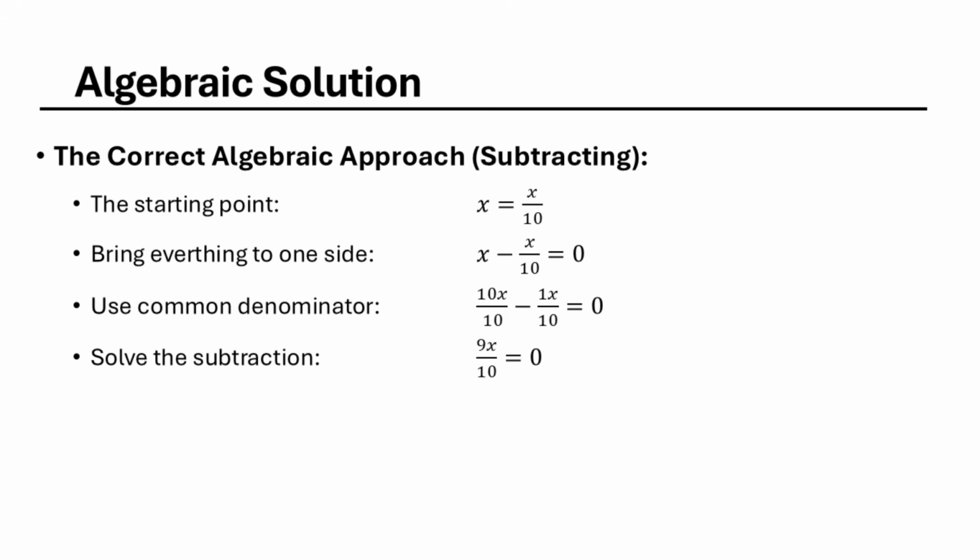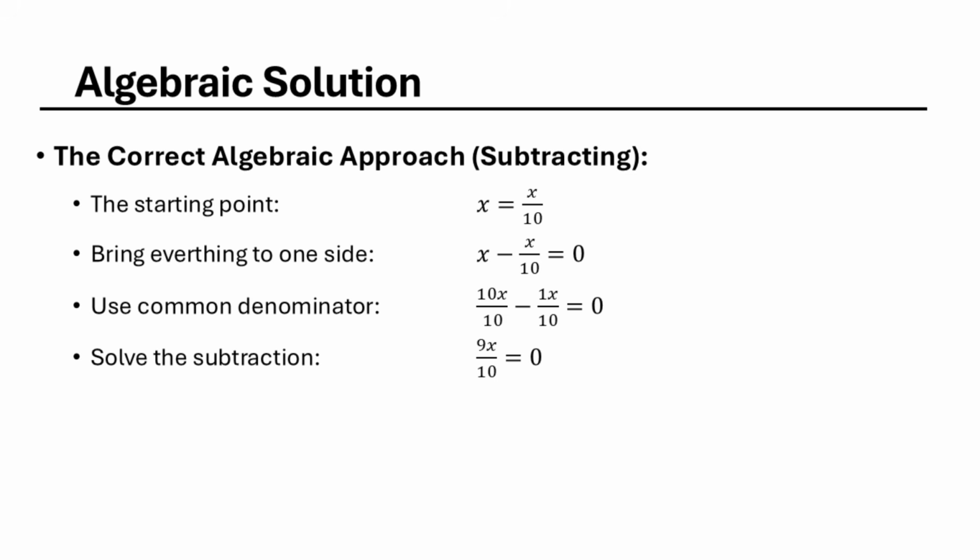Let's do it correctly now. The robust algebraic method, which avoids the division trap entirely, involves moving all the x terms to one side of the equation. We start with x equals x over 10. Instead of dividing, we subtract x over 10 from both sides. The equation becomes x minus x over 10 equals 0. To combine these terms, we need a common denominator. We rewrite x as 10x over 10. Now we have 10x over 10 minus 1x over 10 equals 0.